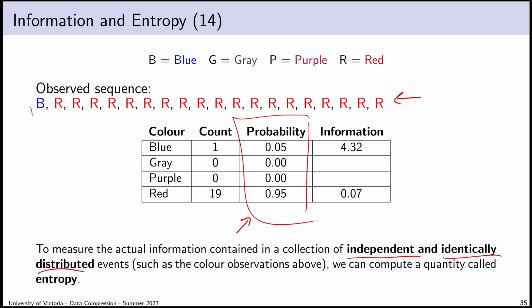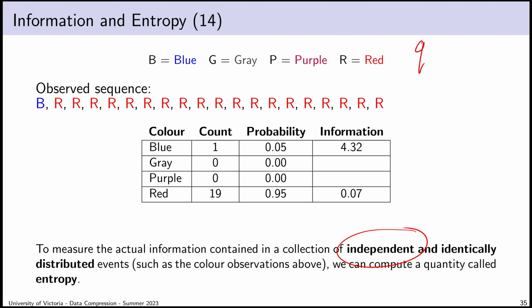Now, of those two criteria, it's independent that's going to cause us trouble, because there are lots of cases, especially in compression, so think about the last lecture, where events aren't independent. If I've already seen one symbol, the probability of the next symbol changes or is dependent in some way. So if I see the letter Q in English, the probability of the letter U goes way up.